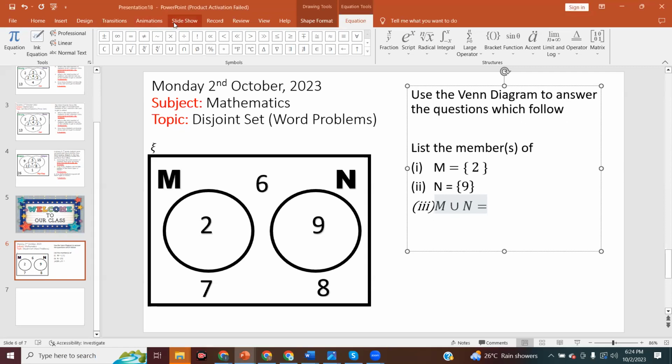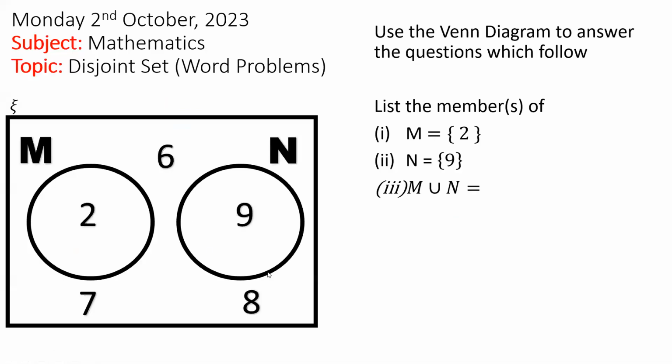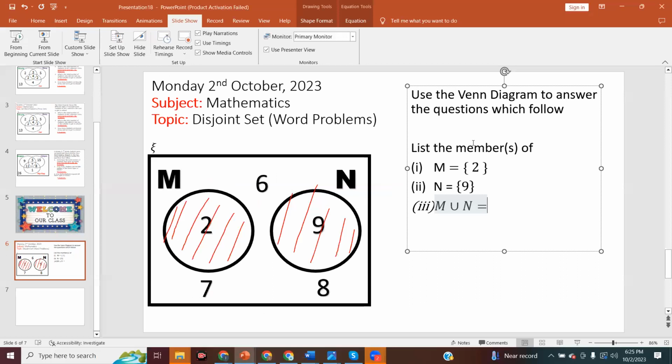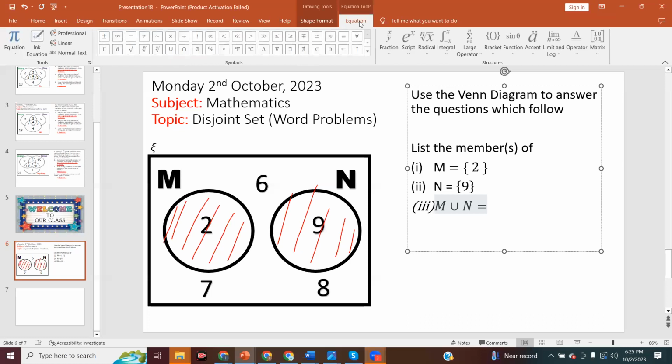So this is saying we want to figure out what is M union N, right? This is 2, right? And this is 9, right? So 2 and 9 combined is the union. Because remember, the union is the two sets joined together, but no repeating. And it's impossible for them to repeat because they are disjoint sets. So you don't even have to worry about the no repeating. Just list the elements that are in both.